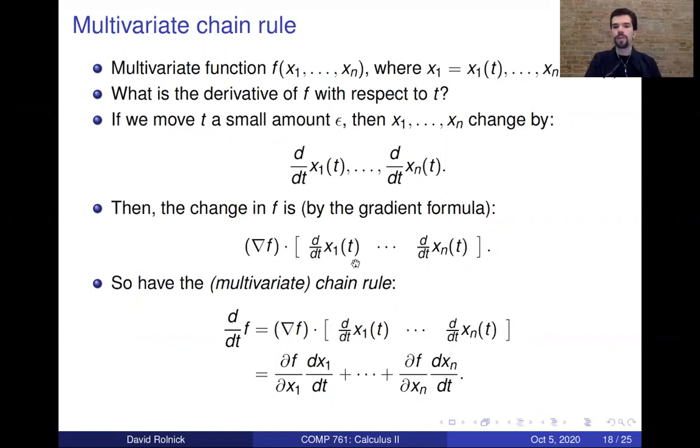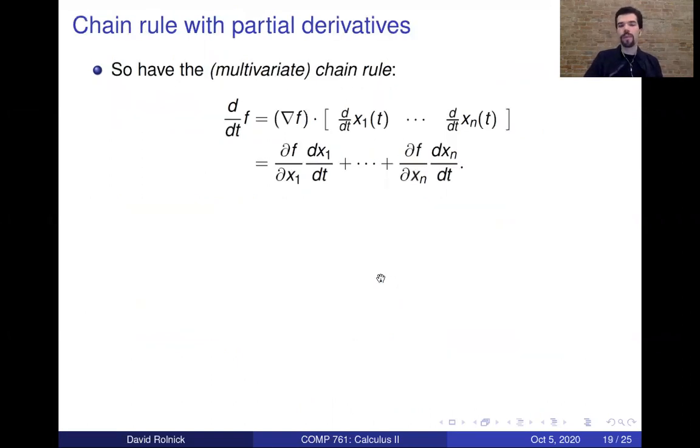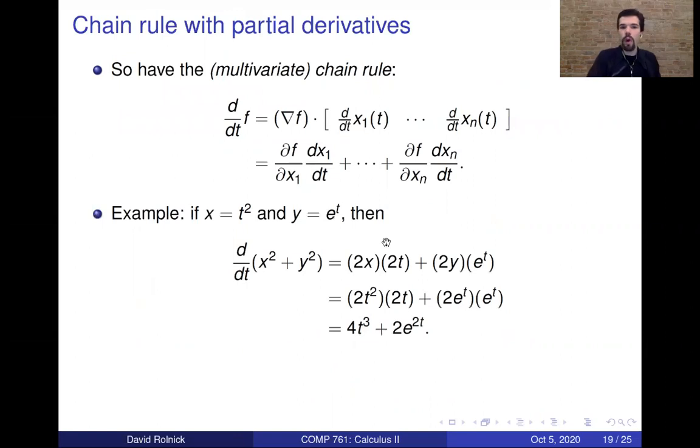Okay, so let's do an example. Again, this is the multivariate chain rule. Suppose that you were trying to take the derivative with respect to t of x squared plus y squared, where x is equal to t squared and y is equal to e to the t. Then we can take the partial of f with respect to x1, which in this case is x. The partial of f with respect to x1 is 2x.